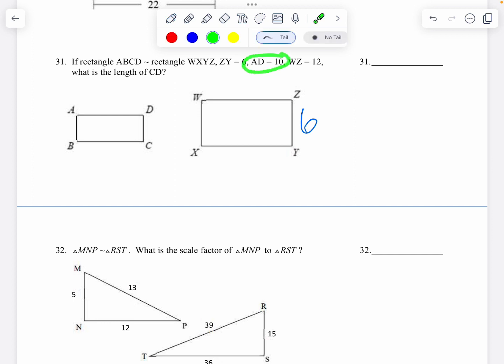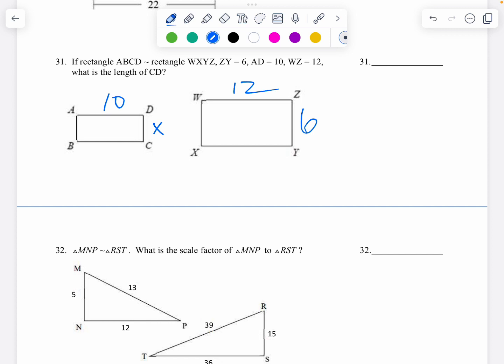AD is 10. So find A, find D. Okay, in between those is 10. Great. Another one, WZ is 12. So find W, find Z. Here's W, here's Z. Excellent. Right there is 12. And we need to figure out what CD is. Okay, cool. C and D is right here. Okay, I'm going to put an X there because that is the point of the question.